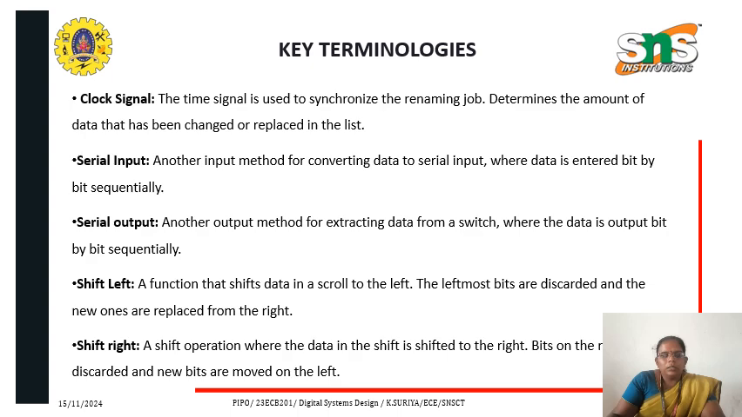Clock signal, it's a timing signal used to synchronize the operation. It determines when the data is changed or replaced in the bit. Serial input, another input method, where data is entered bit by bit sequentially. Serial output, another output method for extracting data, where the data is output bit by bit sequentially. You know what is shift left and what is shift right. Shift left is the function which shifts the data to the left, and the shift right is the function which shifts the data to the right.